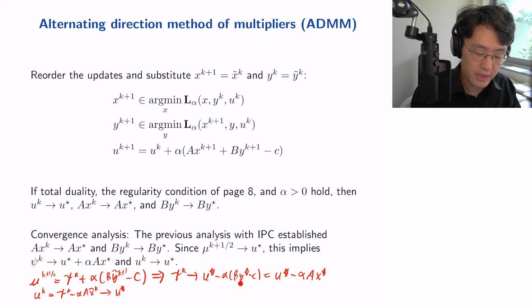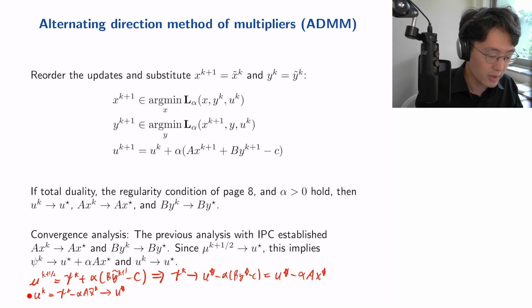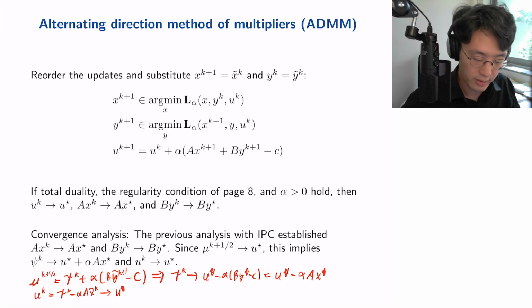But y star and x star represent primal solutions. So since Ax star plus By star is equal to c, we are substituting that in. This is equal to u star minus alpha times Ax star. And then the uk iterate was defined as psi k minus alpha times Ax tilde k. So since this converges to Ax star and psi k converges to this, we get that the limit is mu star. Oh, let me correct a sign error here. So here, this should be a plus.